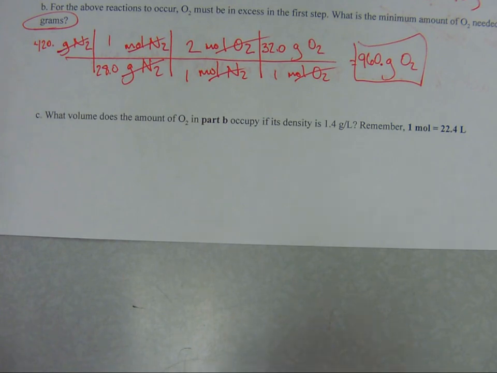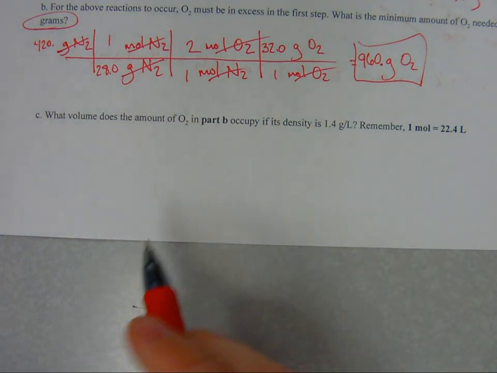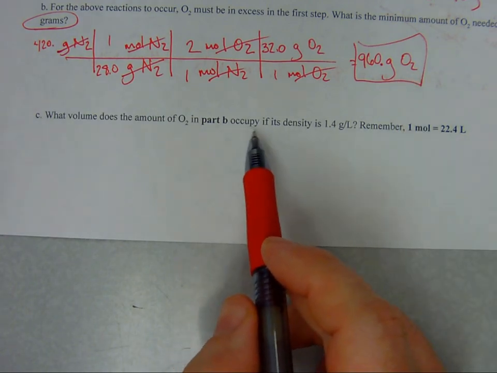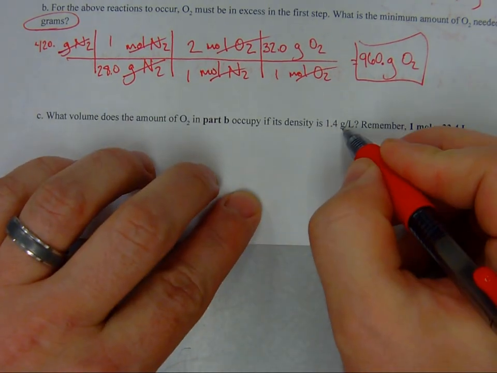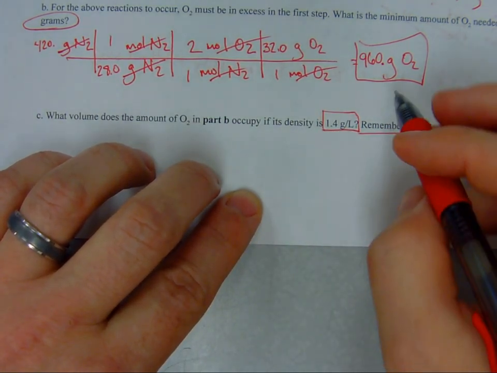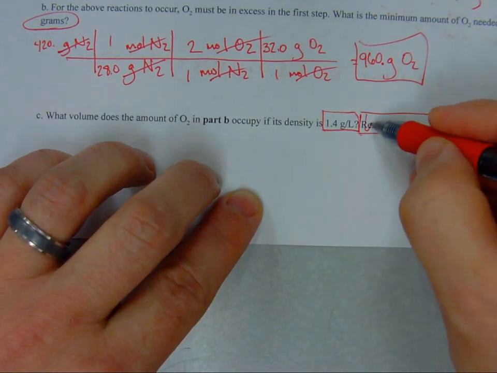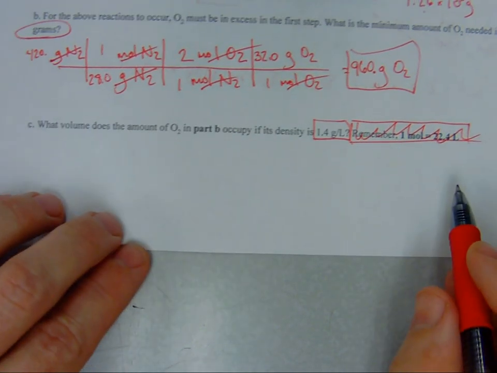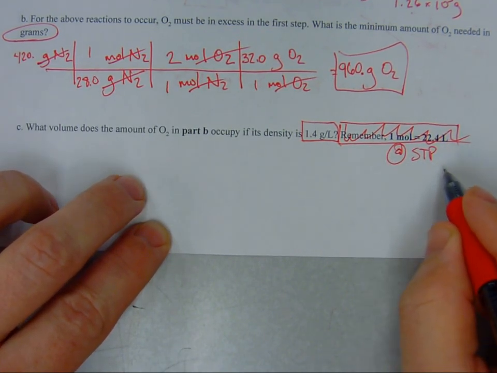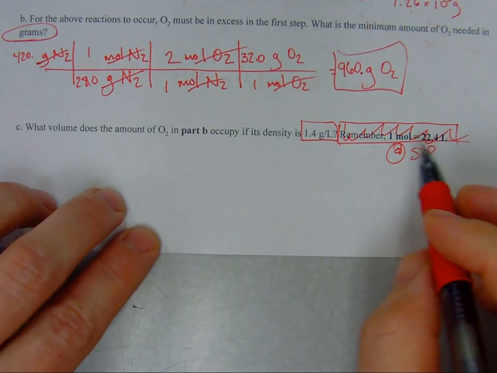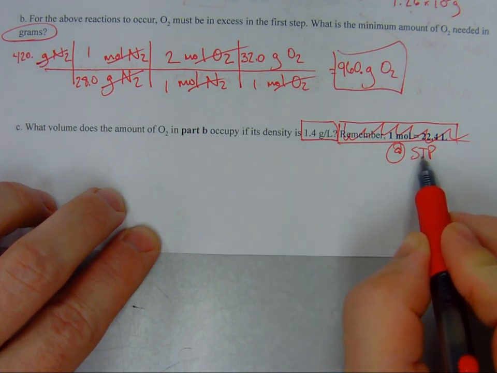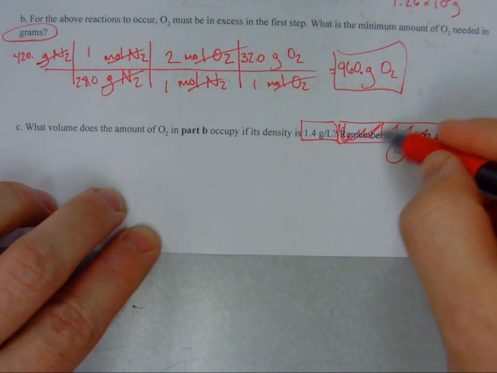Last thing, part C. What volume does the amount of O2 in part B, what we just did, occupy if its density is 1.4 grams per liter? Remember that stuff? To be perfectly honest, I'm not exactly sure why I included this. You don't have to remember this. This is true at standard temperature and pressure. You don't actually know what that means, but this gives me information that I need without having to know what the temperature and pressure are. So we're not actually using this.